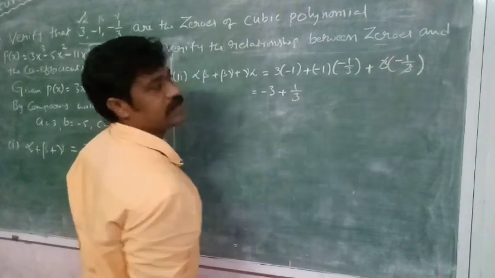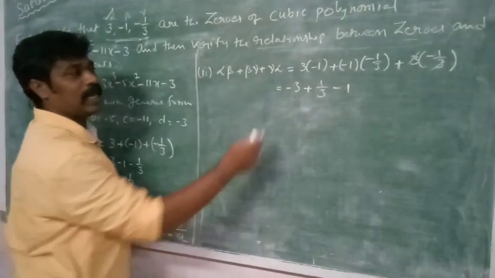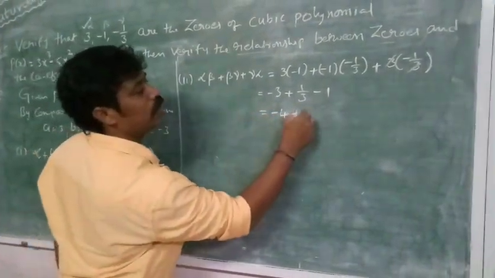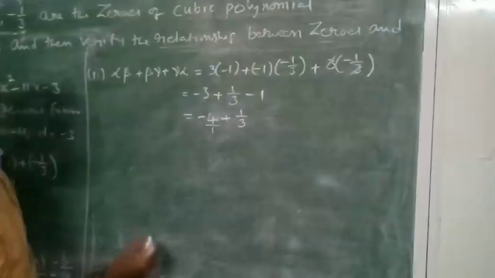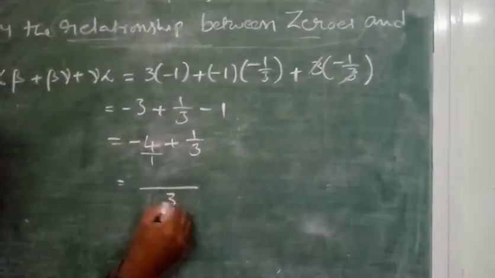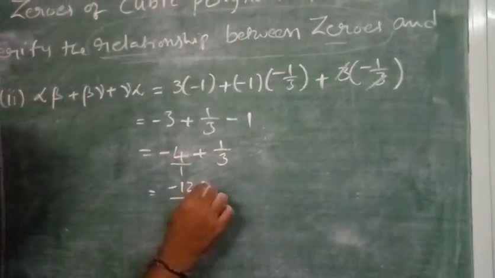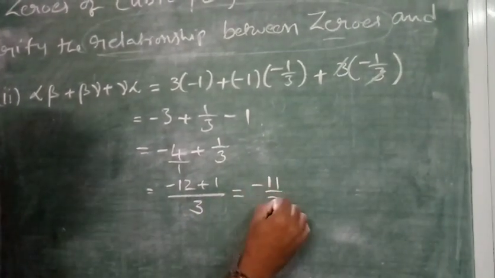So 3 gets cancelled, and plus into minus gives minus 1. Similarly, minus 3 minus 1 is minus 4. So minus 4 plus 1 by 3. If you take LCM for these two, the LCM is 3. Then in the numerator we get minus 12 plus 1, which is minus 11 by 3.